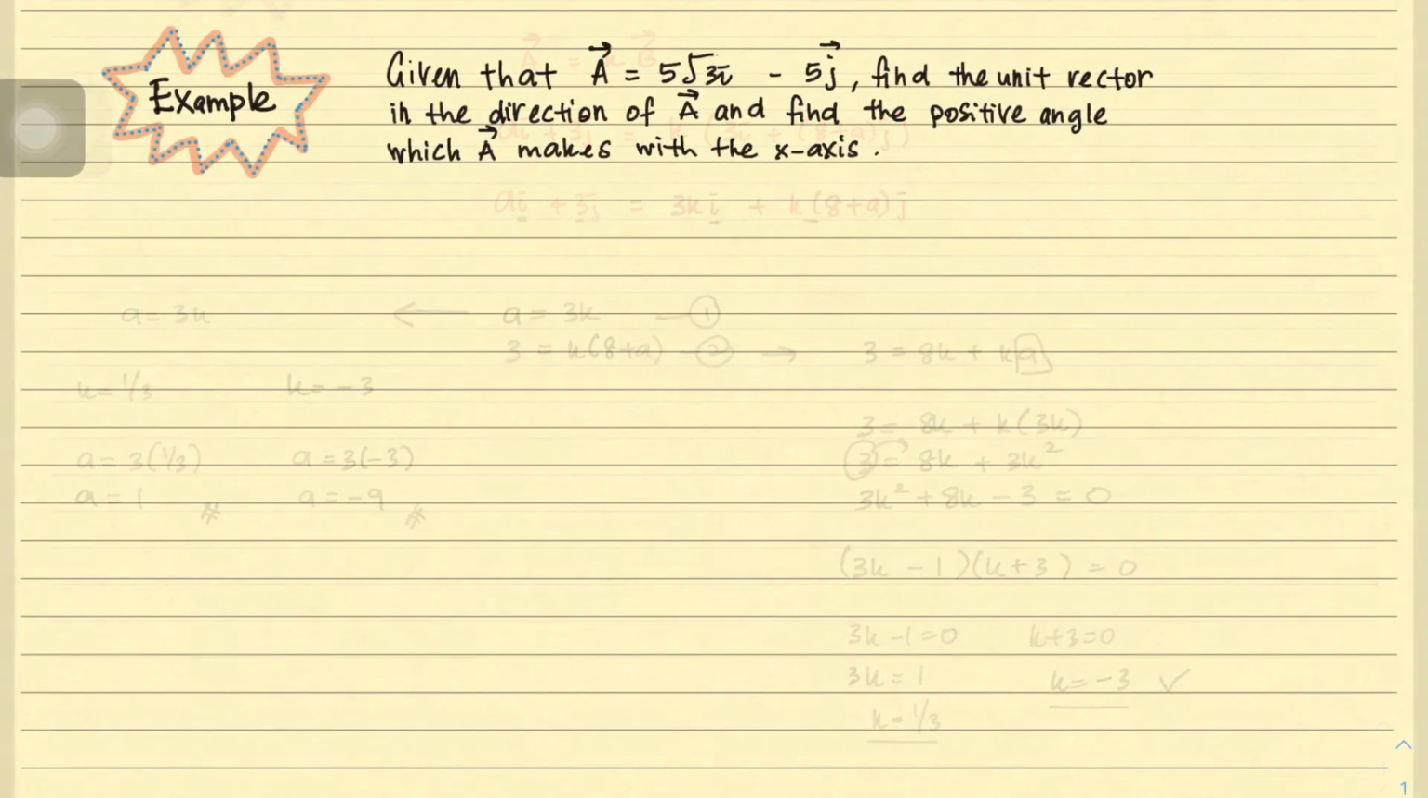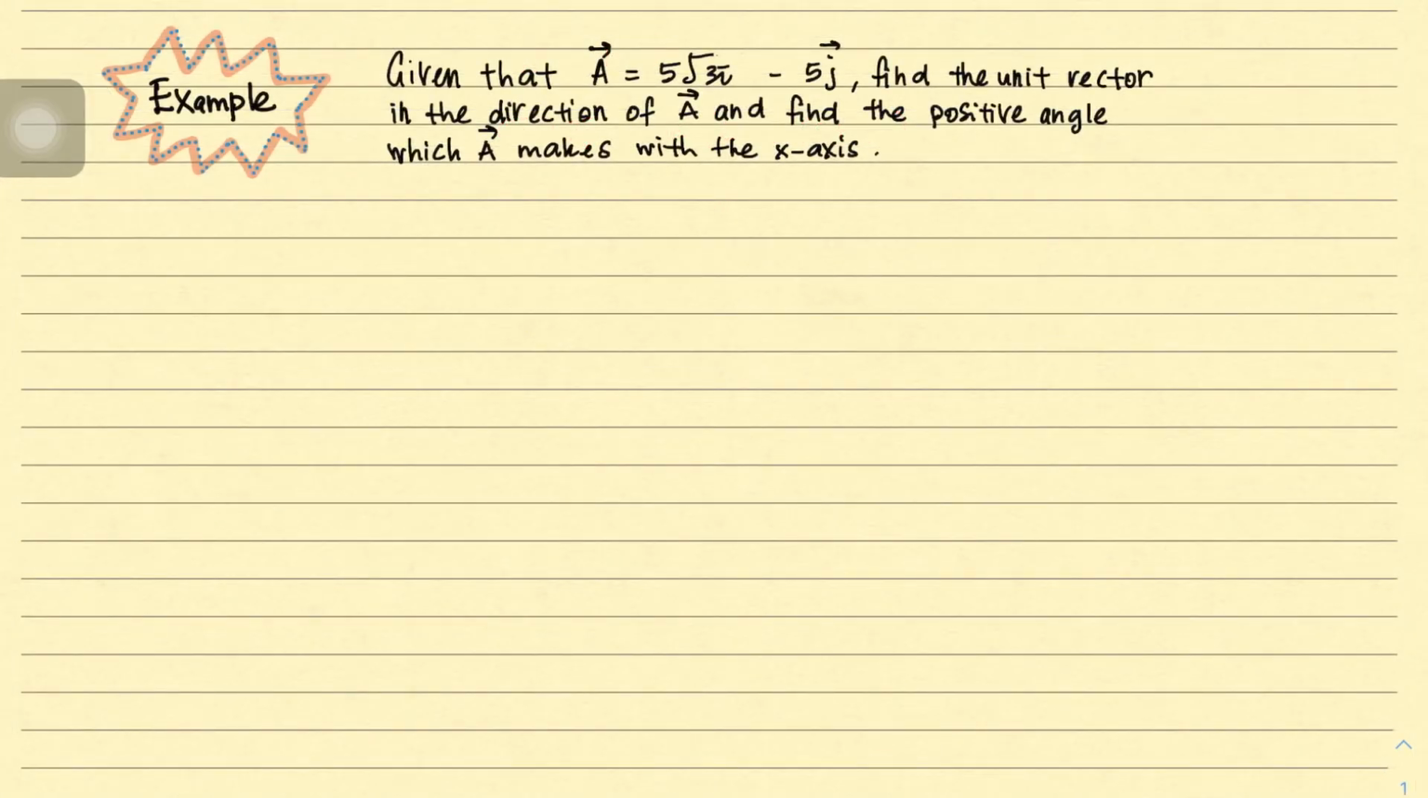Okay, let's see this example. Given that vector A equal to 5 square root 3i minus 5j, find the unit vector in the direction of A and find the positive angle which A makes with the x-axis. Okay, so first one, you need to find the unit vector.